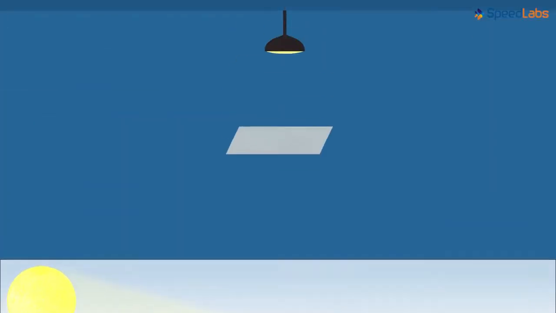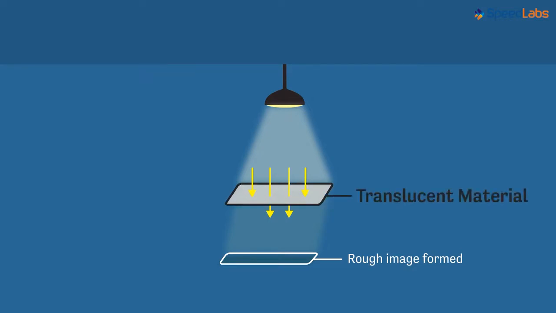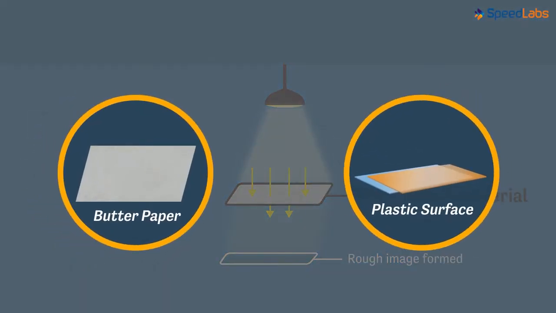Next category are the objects that allow light to pass through it, but not that well. What do we mean by that? Basically, light can pass through such objects, but not very clearly. Only some amount of light passes through such objects. But the things seen on the other side are not very clear. A rough image is formed, but not a clear image of objects on the other side of the translucent materials. The best examples of translucent materials include butter paper, colored plastic surfaces, and so on.